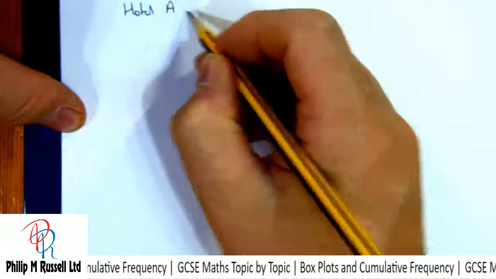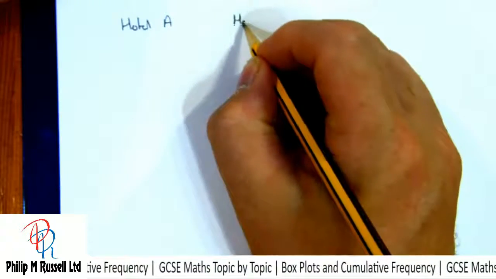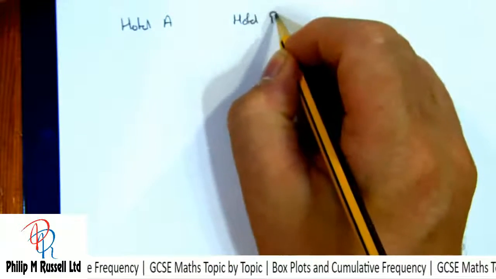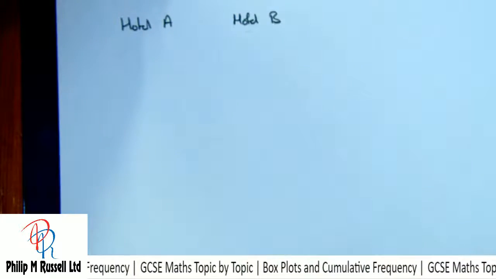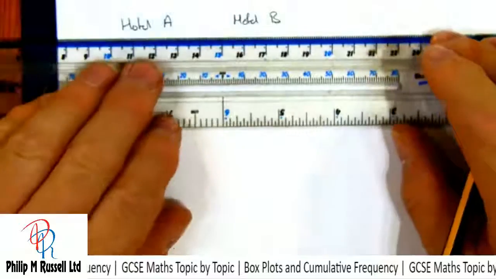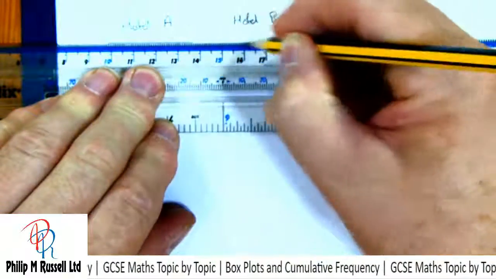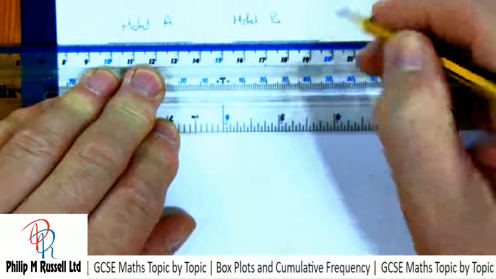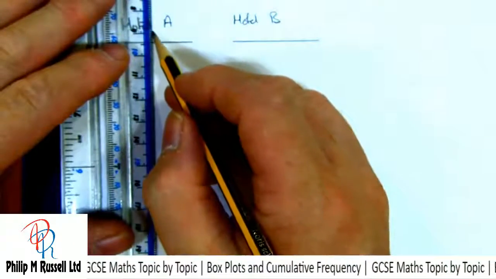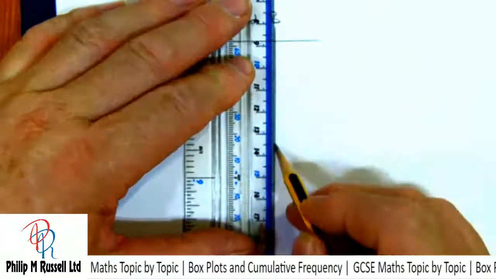We've got Hotel A and we've got Hotel B, and the guests, when they come, are asked to score the hotels on a rating, and let's have this rating something rather big. Let's go for 1 to 5.